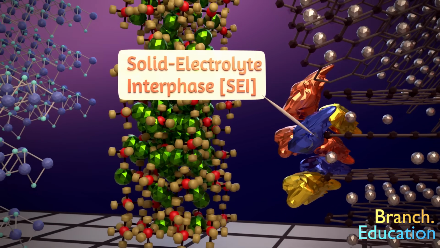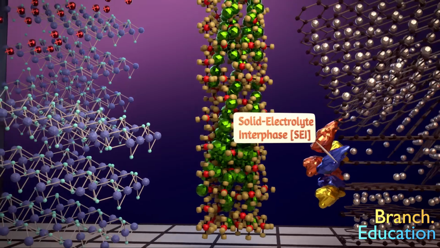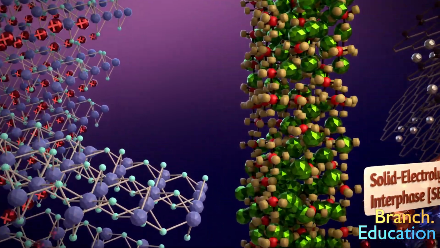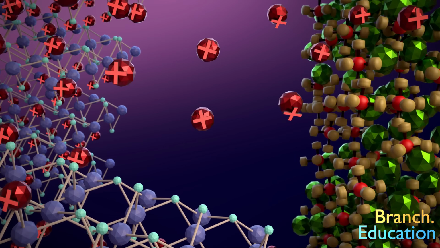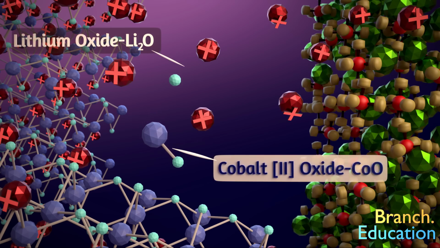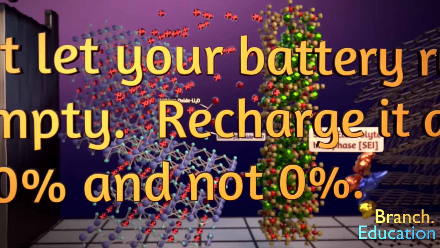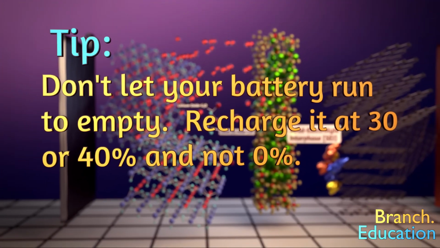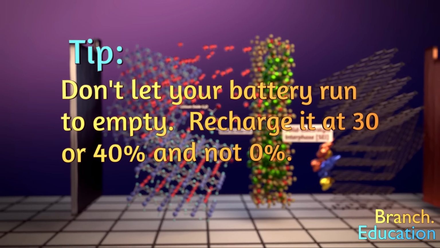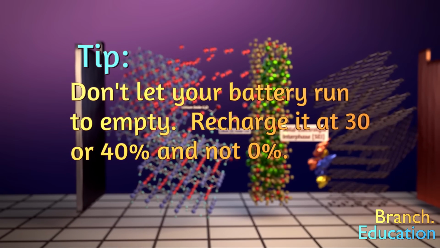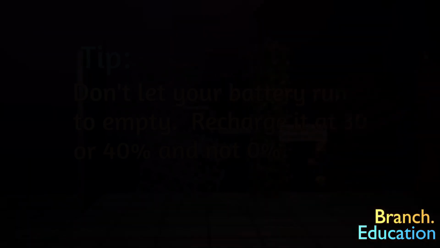Another reason is that when you fully discharge your battery until it's dead, it can result in too much lithium on the cobalt side, which causes the irreversible generation of lithium oxide and cobalt-2 oxide. These compounds are stuck in that state, which thereby reduces the amount of lithium and cobalt for future use. So one tip is to not let your battery run until it's empty. It's better to recharge your battery at 30 or 40% than to let it run until it's dead.